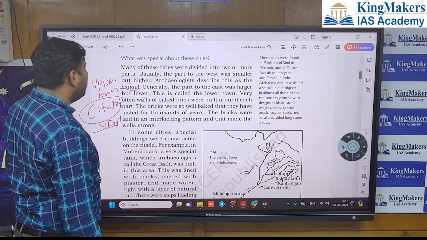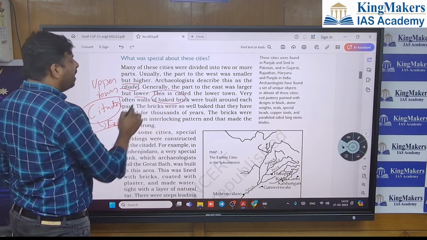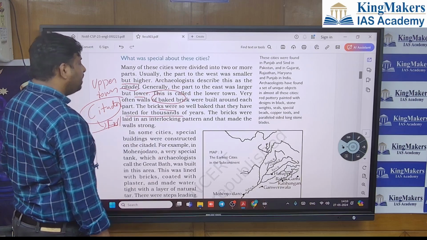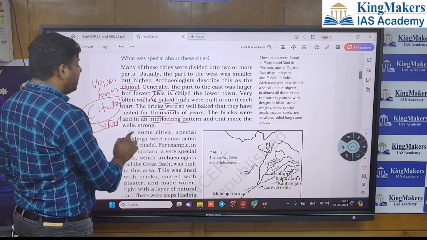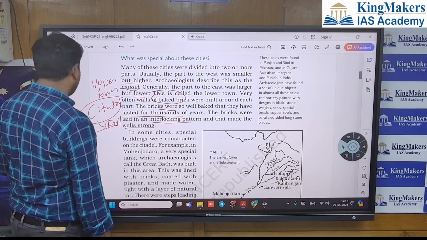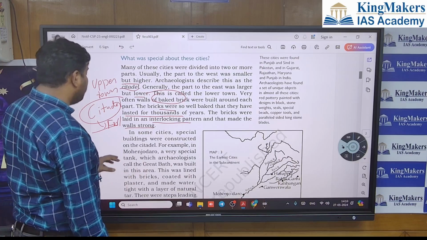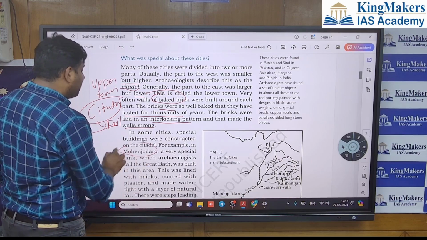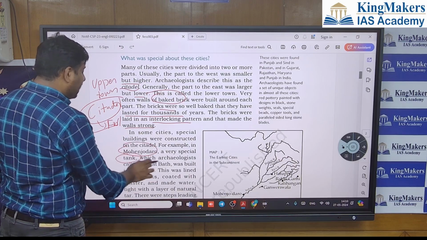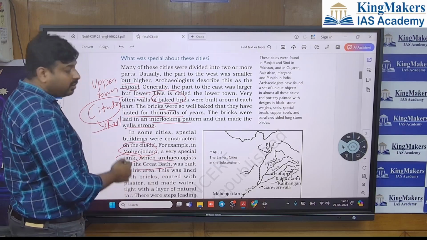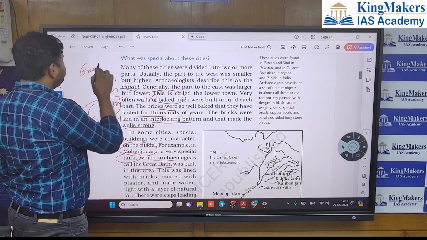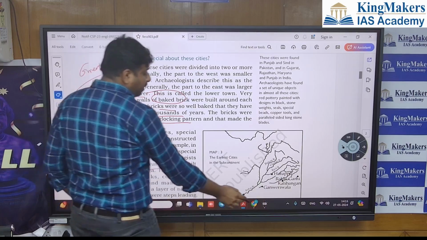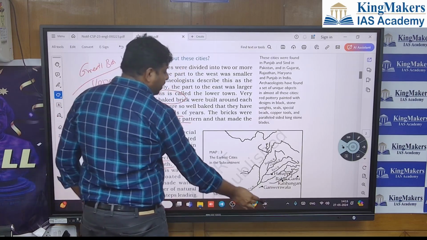People baked bricks and built a wall around them. The bricks were so well baked that they have lasted for thousands of years, and they were laid in an interlocking pattern that made the walls strong. In some cities, special buildings were constructed on the citadel. For example, in Mohenjo-daro, there is a very special place, a tank, which archaeologists call the Great Bath. So we'll discuss this Great Bath, which is in Mohenjo-daro.